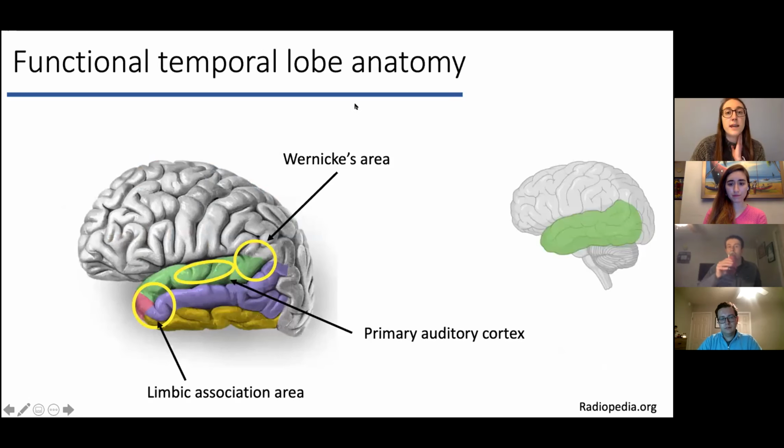And lastly, we have the temporal lobe. And the temporal lobe is really involved in higher order sensory processing. But three things I really wanted to focus on are Wernicke's area. This area is involved in comprehension of speech. We have the primary auditory cortex, so how we analyze and process auditory information. And then we have a limbic association area. And this area is really important in emotion and memory formation.